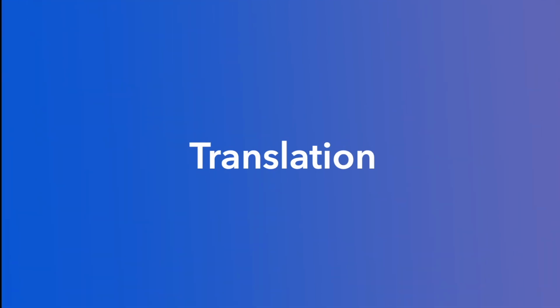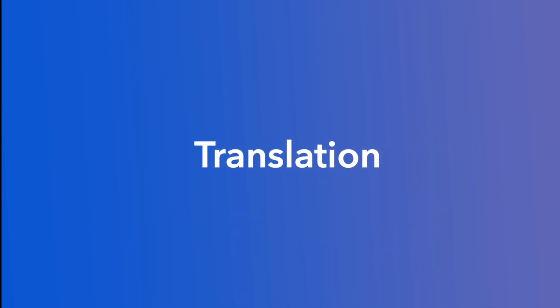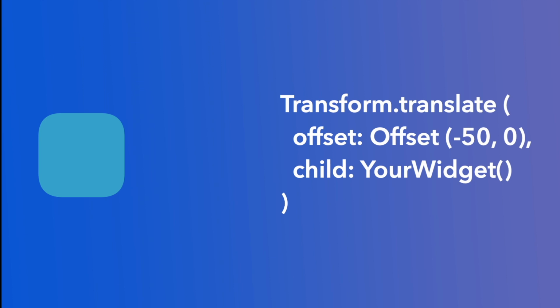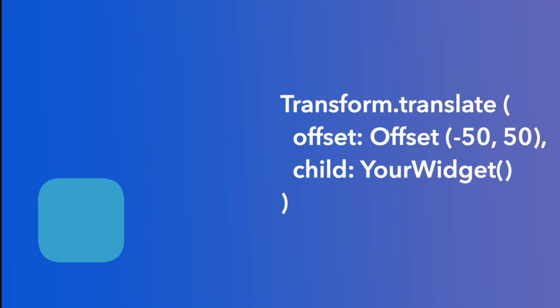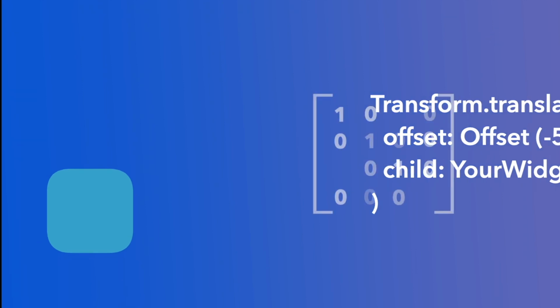The translation operation moves the entire widget by the defined distance. The easiest way to do this is to use the transform.translate constructor, where we can define the translation along the x and y direction. Note that the top left is the origin and downwards is the positive y direction for any operations. Now, let's try this using the 4x4 matrix.